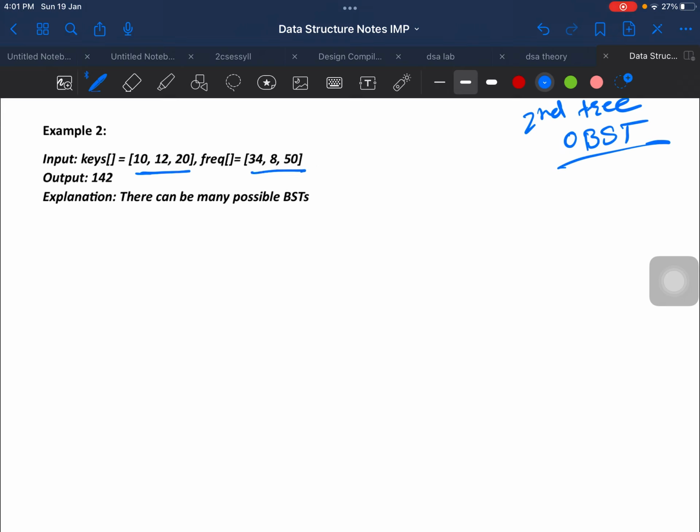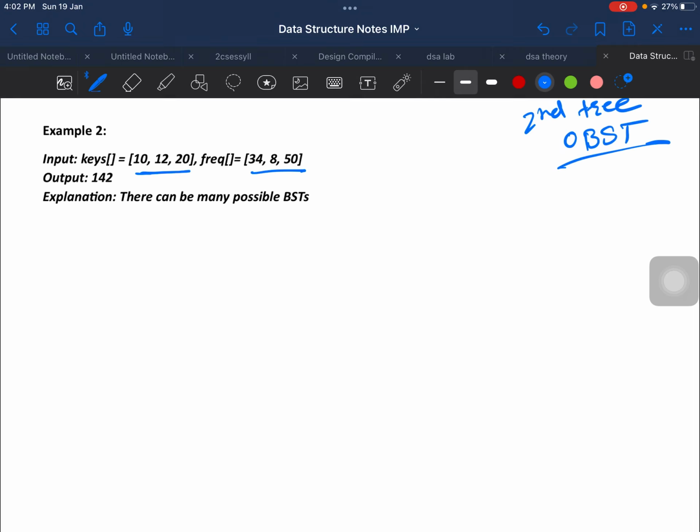and the frequency is given, that is 34, 8 and 50. Okay, so what we have to do? First of all, we'll draw all the BSTs possible for this data.